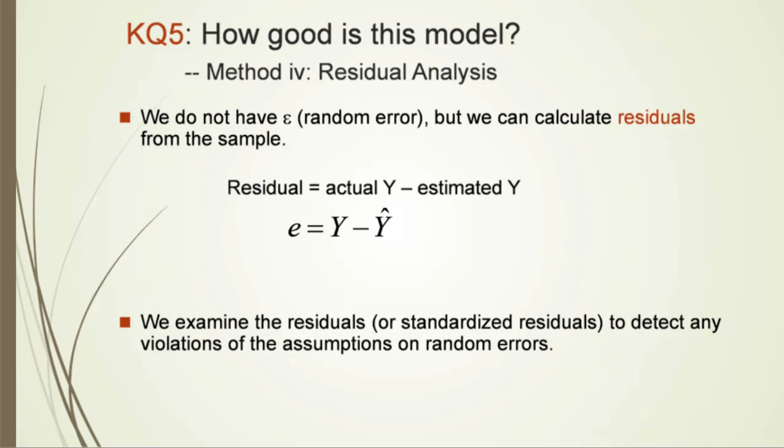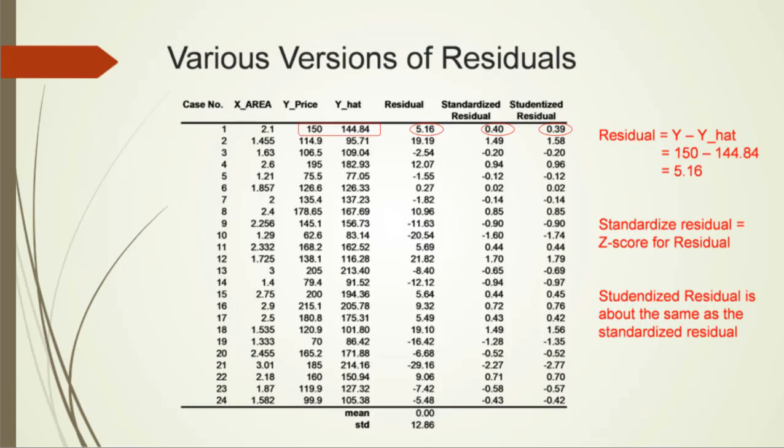Residuals can be calculated using actual y minus estimated y from our estimated linear regression model. We examine the residuals or some other versions of residuals to detect any violations of the assumptions on random errors. In this table, I will demonstrate several different versions of the residuals. For the first house out of 24, its residual can be calculated using actual y minus estimated y. So 150 minus 144.84, that's exactly 5.16, as shown in the residual column.